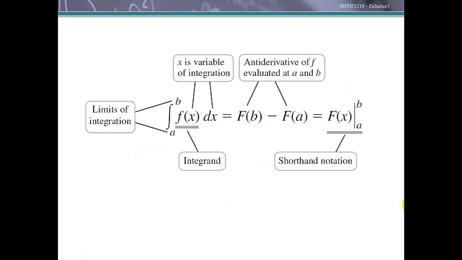So with this, let's just look at some notation. So we have our limits of integration. Remember, this is called our integrand, and this would be x as our variable of integration. So capital F is an antiderivative of little f, and we're evaluating it here at b minus evaluating it at a. Our shorthand notation is we write the antiderivative, make a line and put our limits here, and this means we need to evaluate it from a to b. In other words, we need to do this.